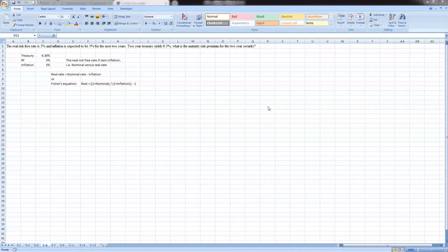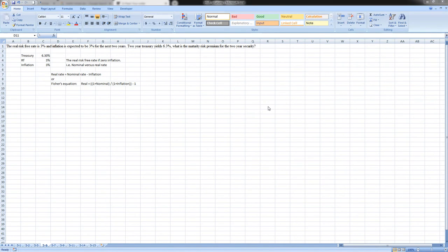In question 5.6, you're given a few bits of information. The first one is that the real risk-free rate is 3%. And to understand what the real rate is, you have to refer to Fisher's equation, or just this understanding that typically you're told what the nominal rate is. That's the rate of return you earn in the market. And when you back out inflation, that's the real rate.